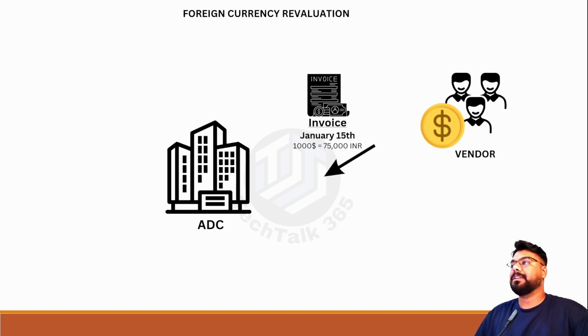The transactions that we make in USD, we convert into the accounting currency, and we make sure that the profits and losses occurring due to the fluctuation in the exchange rate are posted to the relevant accounts properly. Let's say, for example, on the 15th of January, 75,000 is the impact in our accounting currency, which is INR.